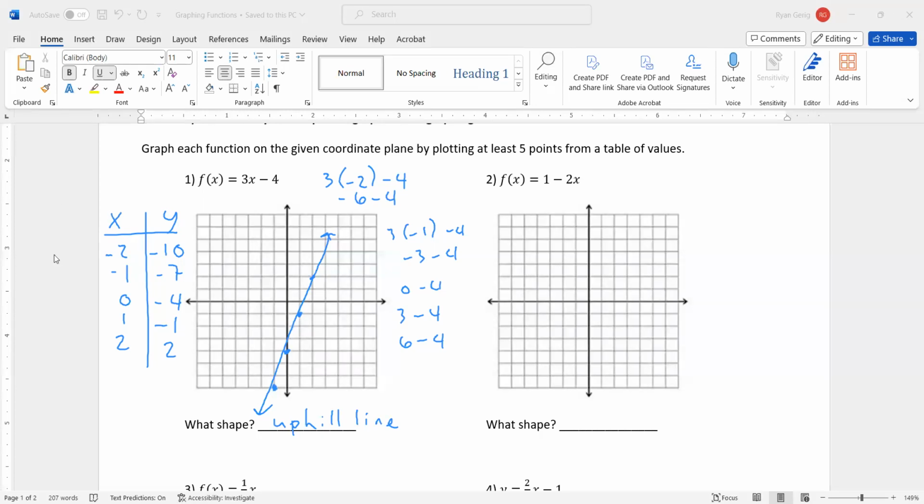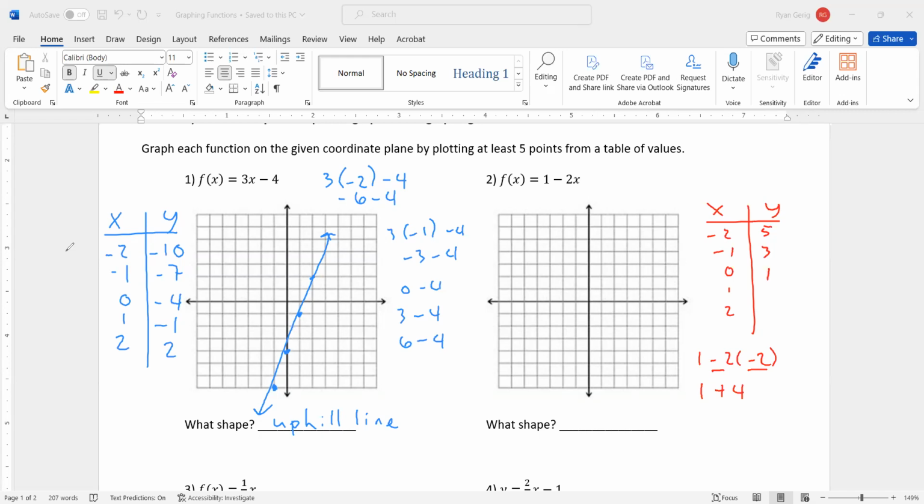All right, next one. Again, I said I'm going to go a little quicker with this one. -2, -1, 0, 1, and 2. All right. 1 minus 2 times -2. So this is a -2 and this is a -2. So -2 times -2 is +4. So 1 plus 4 is 5. So 1 minus 2 times -1. So -2 times -1 is +2. 1 plus 2 is 3.